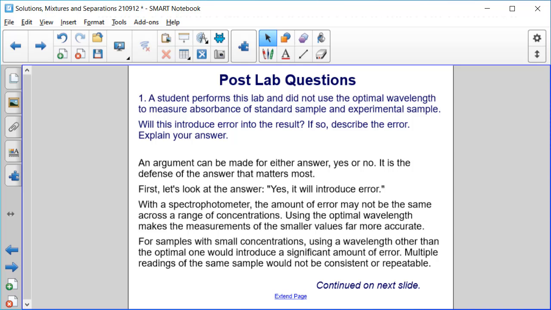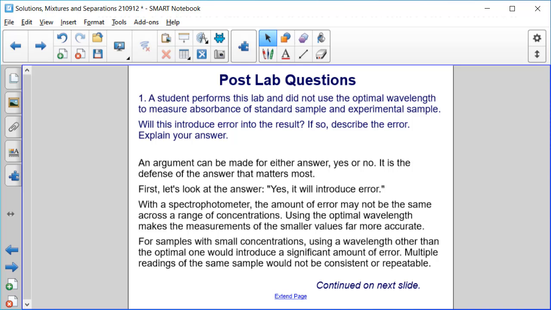An argument can be made for either answer, yes or no. Will this introduce error into the result? It is the defense of the answer that matters most. First, let's look at the answer, yes, it will introduce error. With a spectrophotometer, the amount of error may not be the same across a range of concentrations. Using the optimal wavelength makes the measurements of the smaller values far more accurate. For samples with small concentrations, using a wavelength other than the optimal one would introduce a significant amount of error. Multiple readings of the same sample would not be consistent or repeatable.